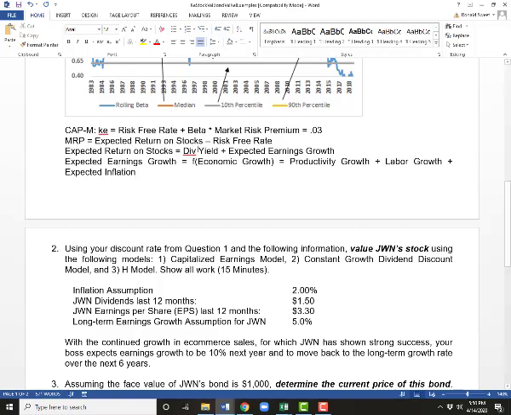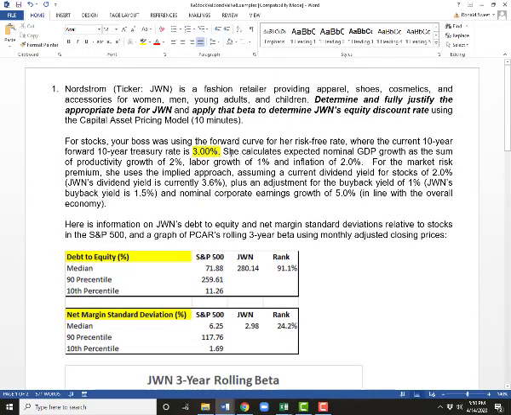So let's see if we can fill some of these numbers in. So she calculates the expected or nominal GDP growth as the sum of productivity growth, 2%, labor growth, 1%, and inflation, 2%. So that's 5%. And she thinks nominal earnings growth for corporations will be 5%. So her 5% expected growth for the economy ties in with their expected growth economic earnings for the economy.